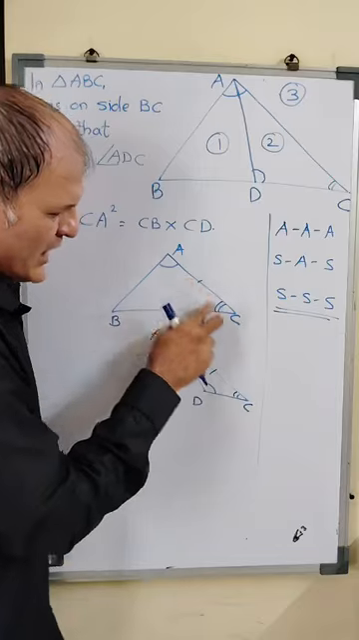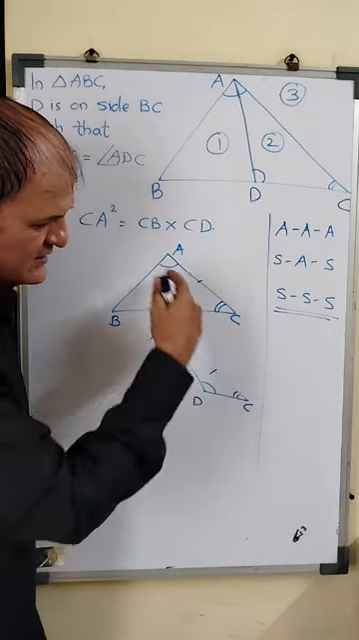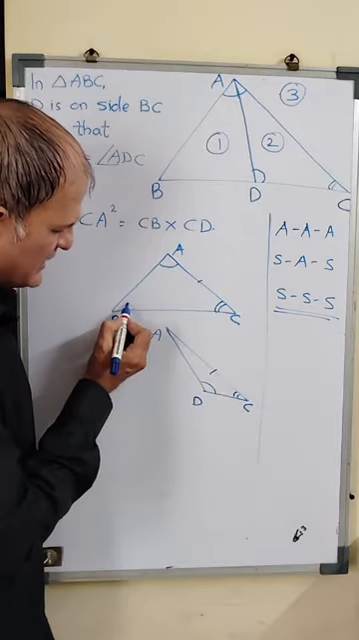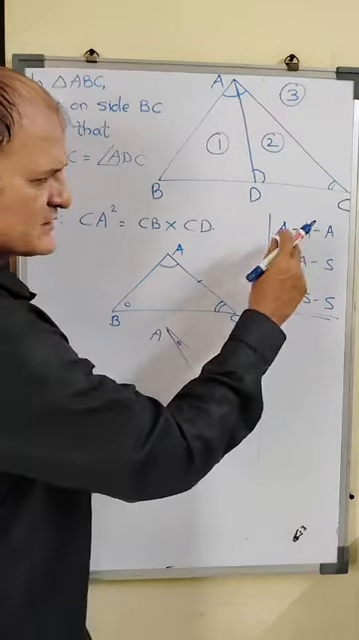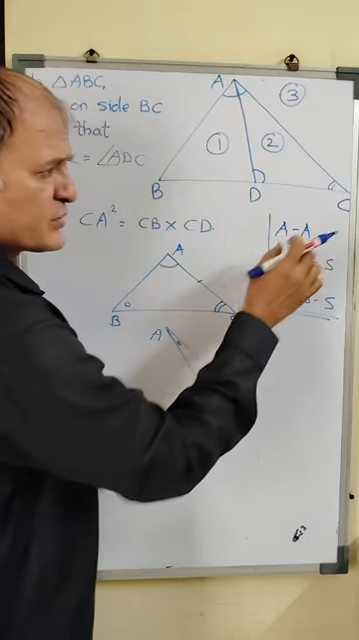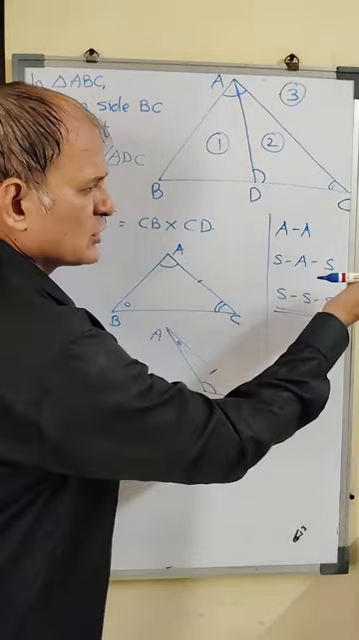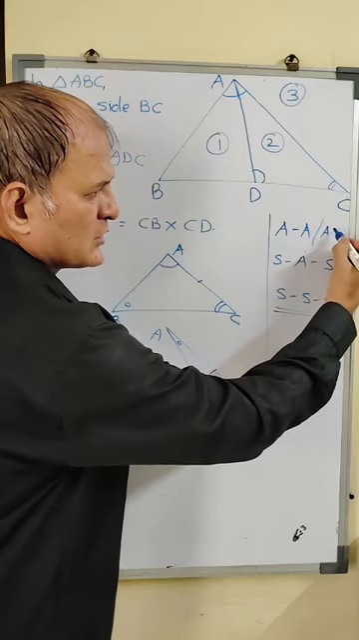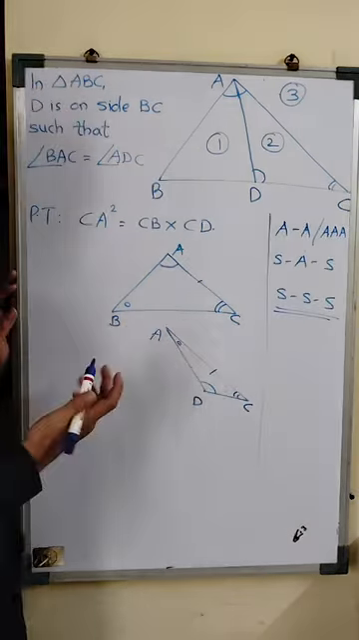Now if two angles of two different triangles are equal to each other, then the third angle automatically becomes equal. So even if we say AAA, if you can prove that two corresponding angles are equal, then the third one need not be proved. So we can prove that these two triangles are similar by the AA test.